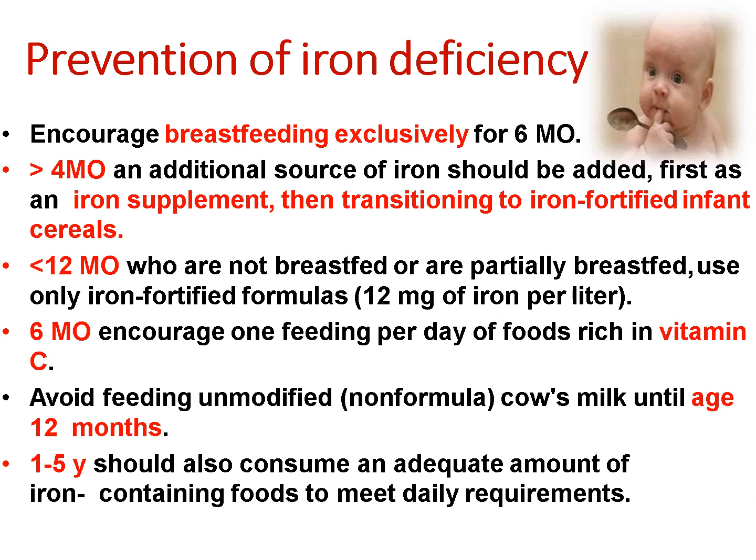At 6 months, encourage one feeding per day of foods rich in vitamin C. Avoid feeding unmodified non-formula cow's milk until age 12 months. Children 1 to 5 years should also consume an adequate amount of iron containing foods to meet daily requirements.